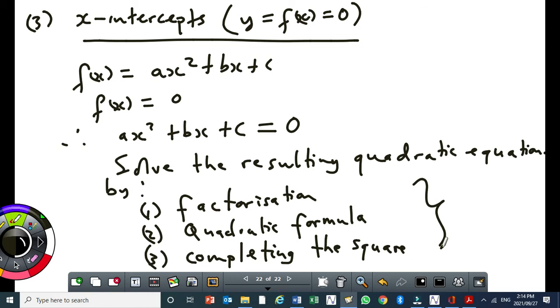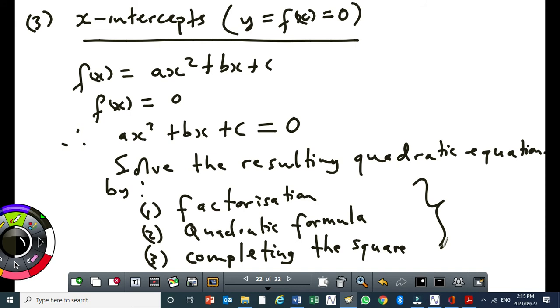For any quadratic function, there are two x-intercepts, maximum 2. But for the y-intercept, it's always 1. Alright, is there anybody who has got any question? Let's move on to x value at the turning point.